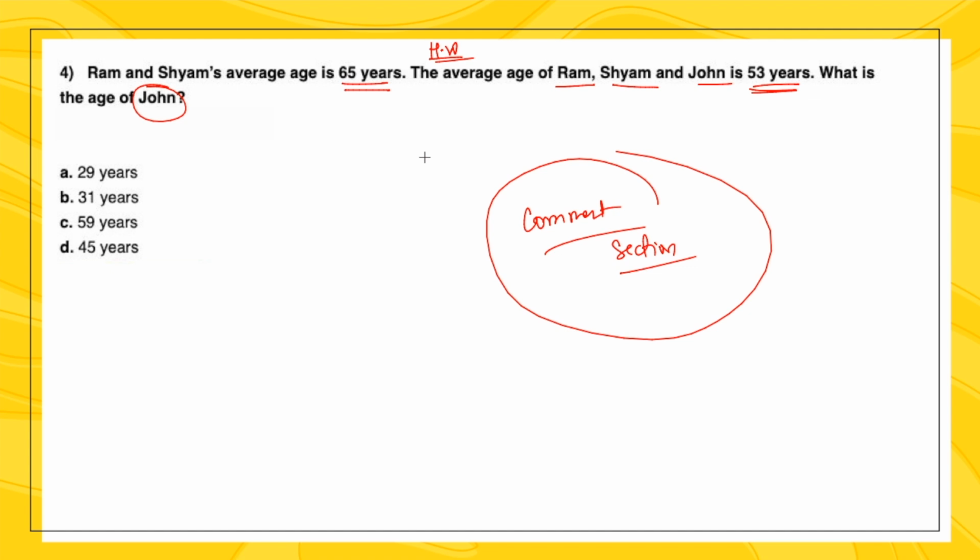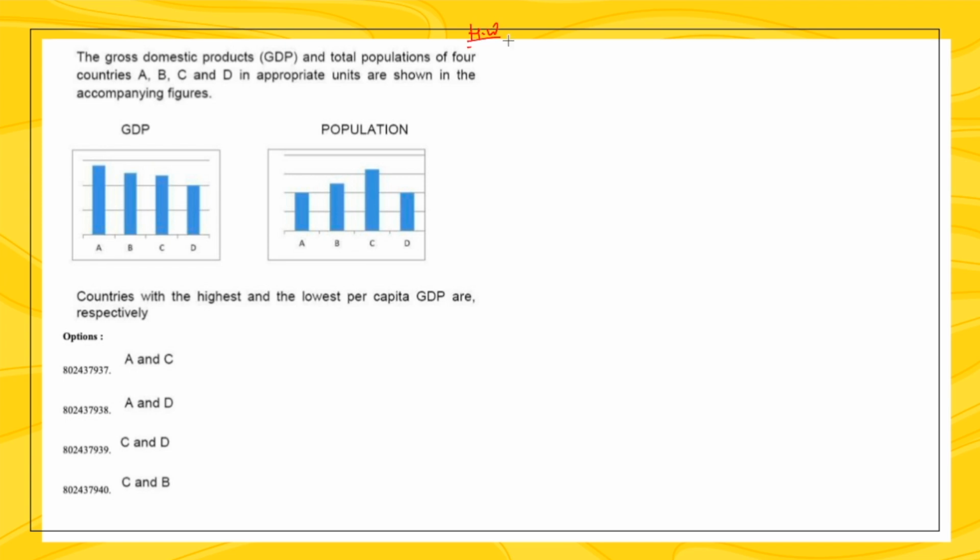Okay, now let's discuss the solution of the question which I have given in the previous video. So this was the homework question which I gave in the previous video. In the last video we were discussing data interpretation, and this was the question. Many of you have answered it, so let's look at it. It says that the gross domestic product, that is GDP, and the total population of the 4 countries A, B, C, D is given to you. GDP is also given, population is also given. What they're asking is, the countries with the highest and the lowest per capita GDP are.